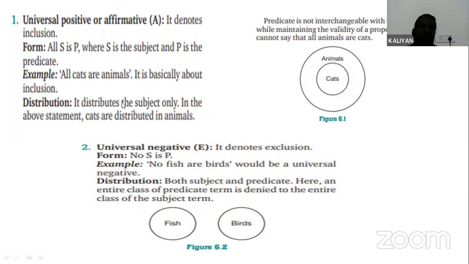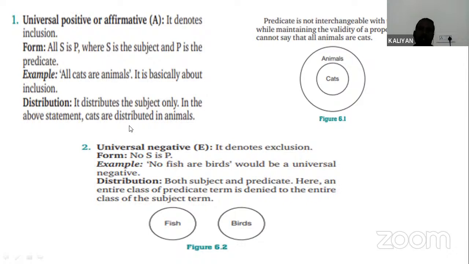Distribution here means it distributes the subject only. The subject is cats, so it distributes the subject only. Look at the diagram in figure 6.1 for the example, all cats are animals. Cats is the small circle, animals is the big circle. So cats are included in the animals. That is, all cats are animals. So this is a universal positive, denoted by A.